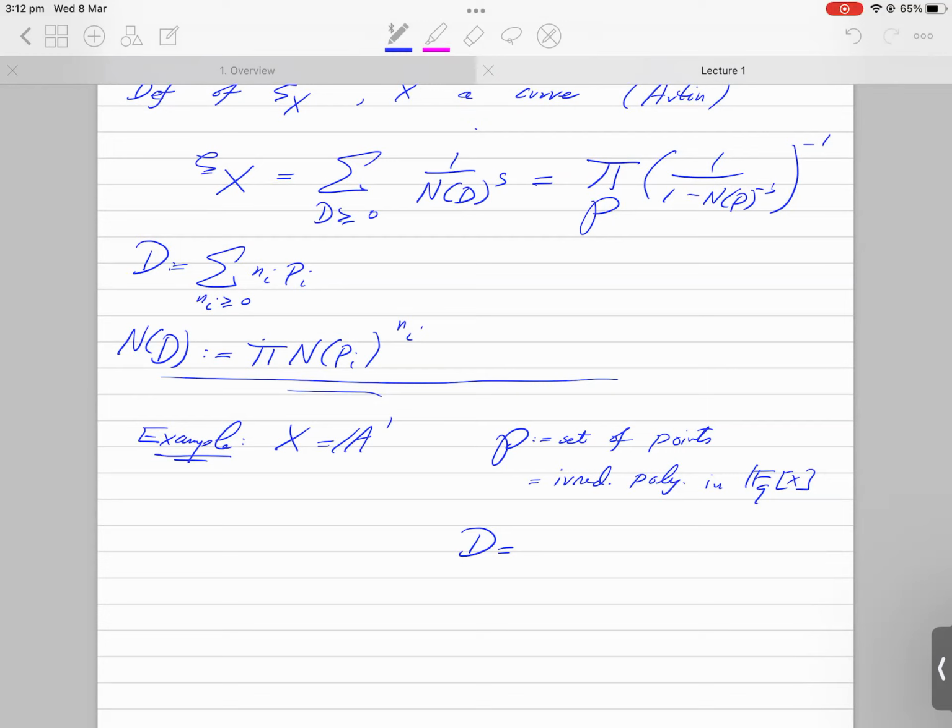Well, D is a finite sum of these things, right? But saying finite sum is a bit misleading. Actually, it's better to think of it as a product. This is the set of all polynomials of degree greater than or equal to 0, because when you multiply the irreducible polynomials, that's what you get.